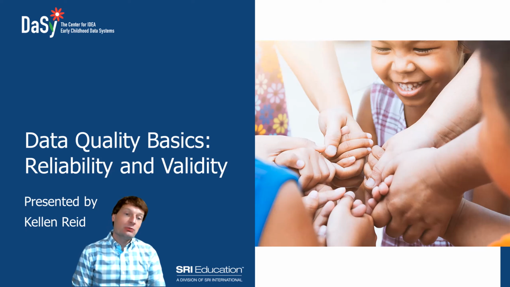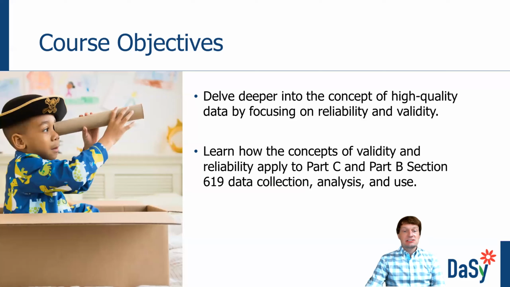In this module, we will explore two key aspects of data quality, reliability and validity. Our first objective for this course is to better understand high-quality data through the concepts of reliability and validity. We will then take these ideas of validity and reliability and see how they may apply to your work with Part C or Part B, Section 619 data.